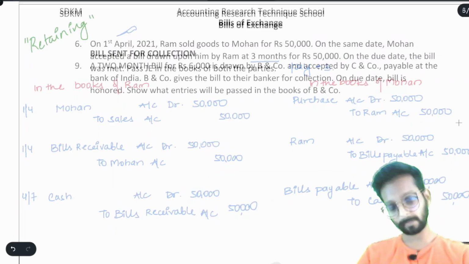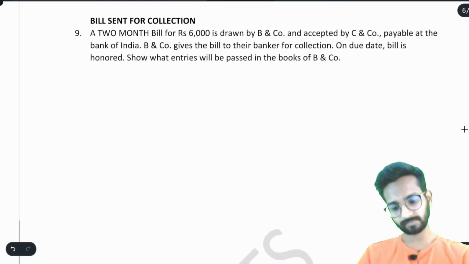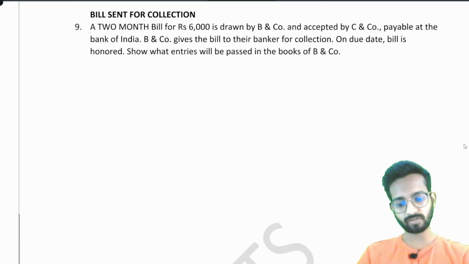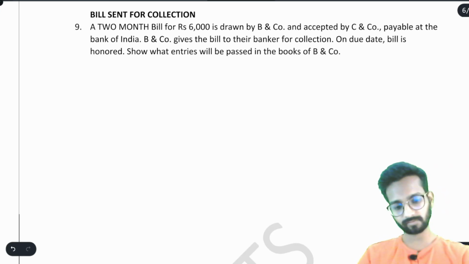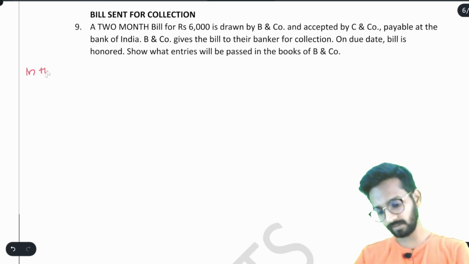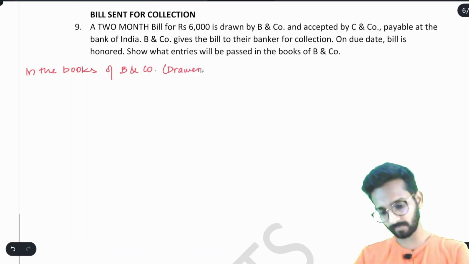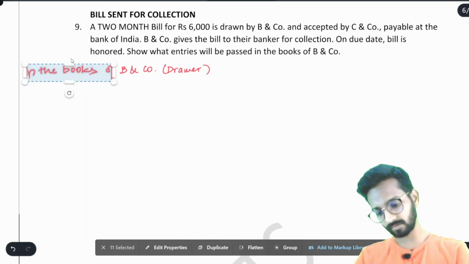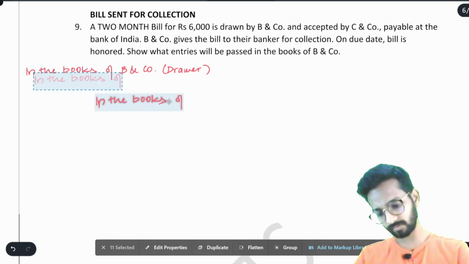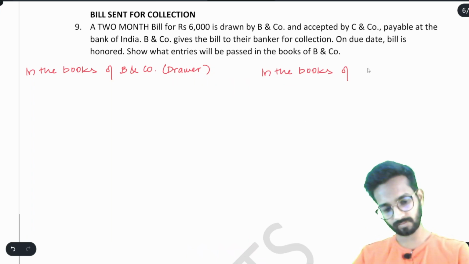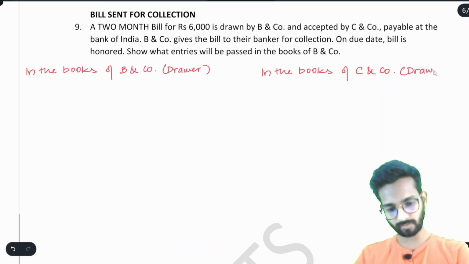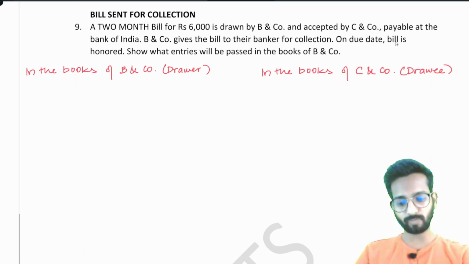Retaining the bill. Now what does it say? See, a 2-month bill for rupees 6,000 is drawn by B and Co. Okay, so I will write here, in the books of B and Co. He is the drawer, and accepted by C and Co. So I can just write here, in the books of C and Co. He is the drawee, and accepted by C and Co., payable at the Bank of India.